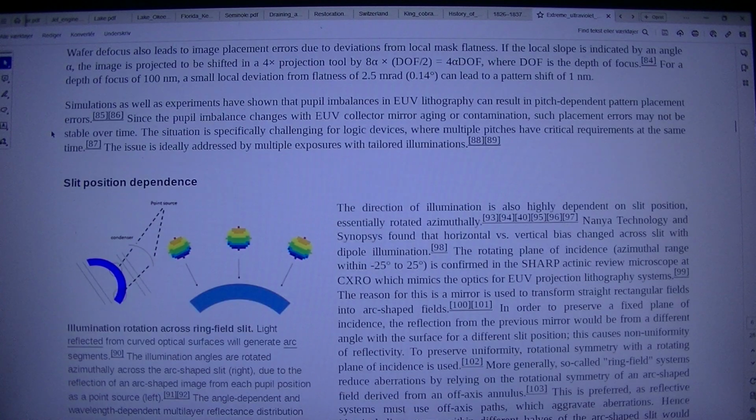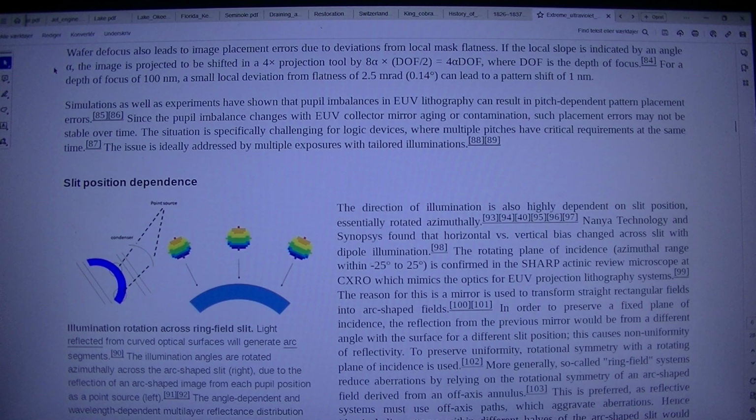Wafer defocus also leads to image placement errors due to deviations from local mask flatness. If the local slope is indicated by an angle, the image is projected to be shifted, in a 4× projection tool, by 8 × DOF/2 = 4 DOF, where DOF is the depth of focus. For a depth of focus of 100 nm, a small local deviation from flatness of 2.5 mrad (0.14 degrees) can lead to a pattern shift of 1 nm.